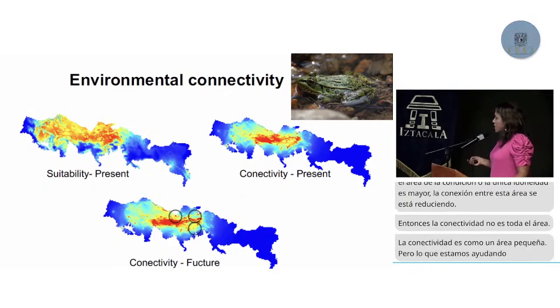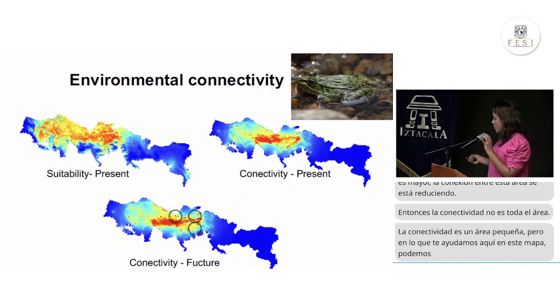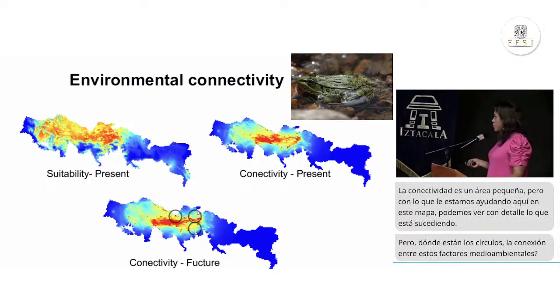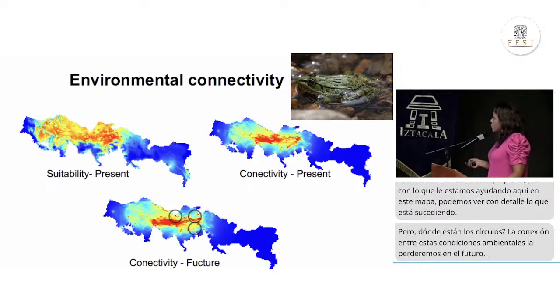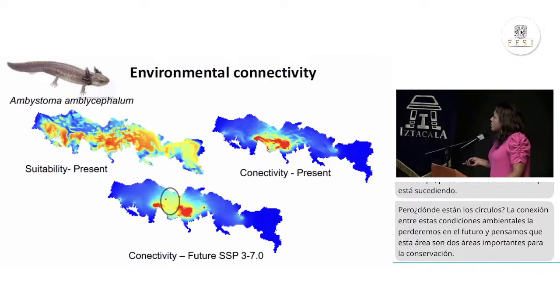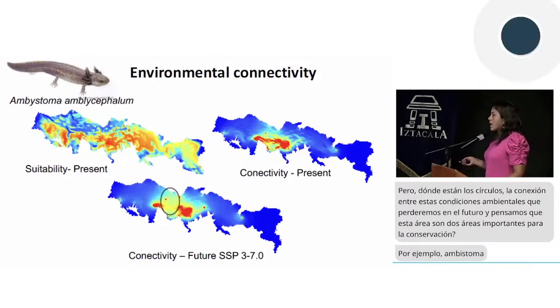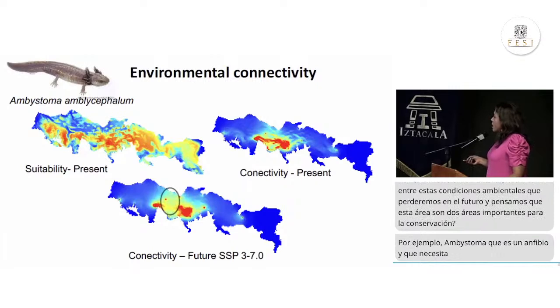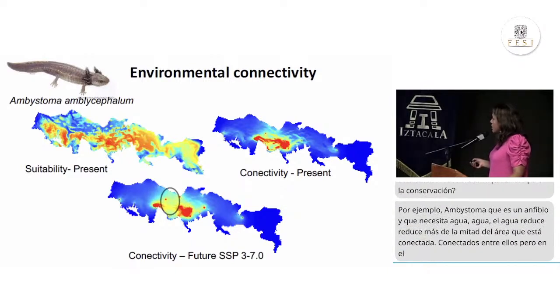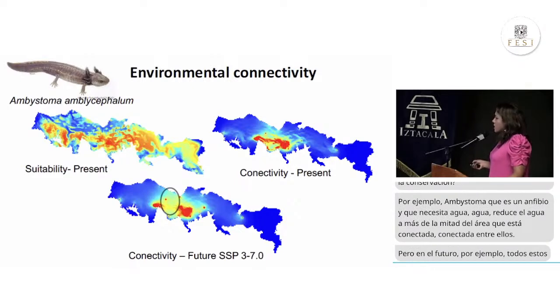Here in this map, we can see in detail what is happening, where the connections between these environmental conditions will be lost in the future. And I think that these areas are important for conservation. For example, Ambystoma bicephalus, an amphibian that needs water, will be reduced by more than half the area that is connected between them. But in the future, all this connection in this area will be lost for this species.